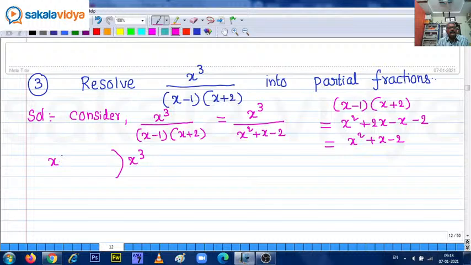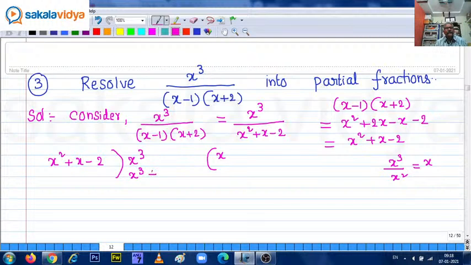x square plus x minus 2. So all of you carefully observe how to divide. First, x cube divided by x square, you get x, because x square into x is x cube. Write down x. x into x square is x cube.